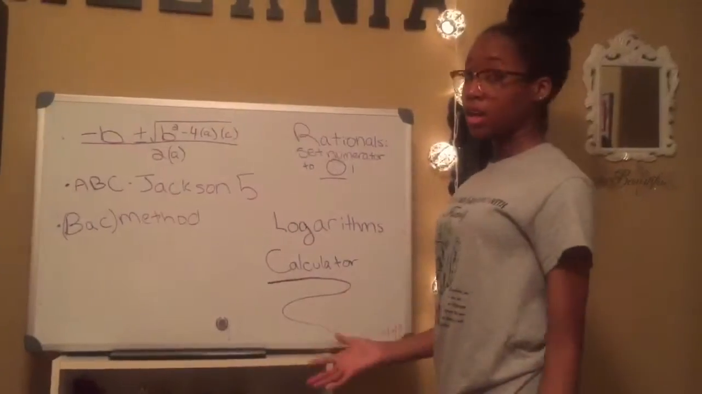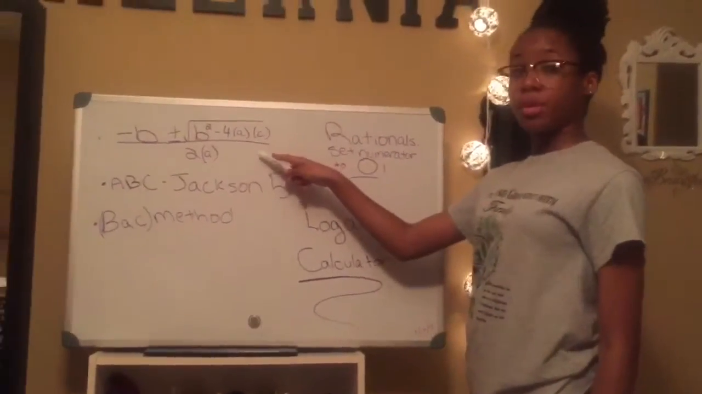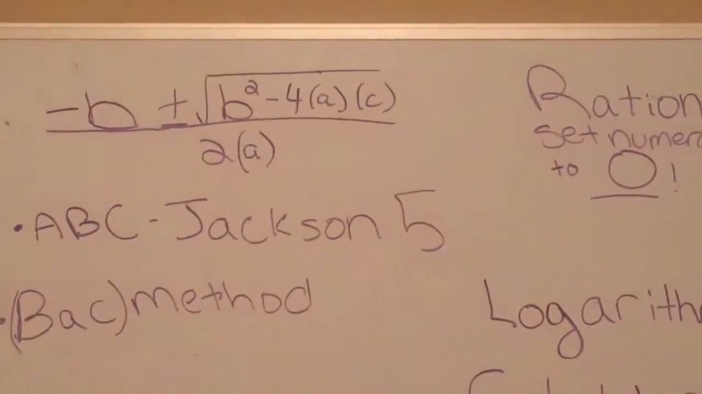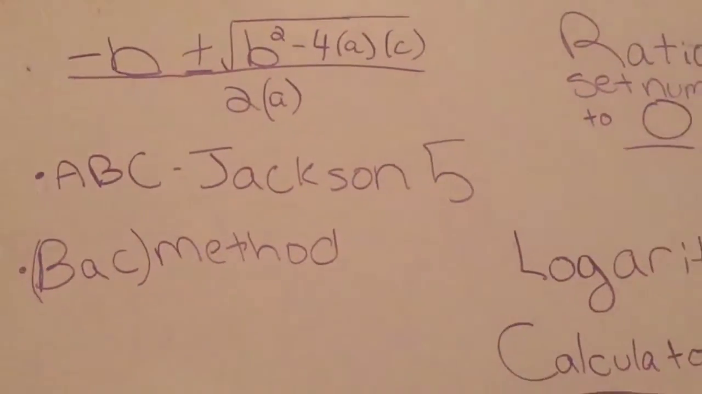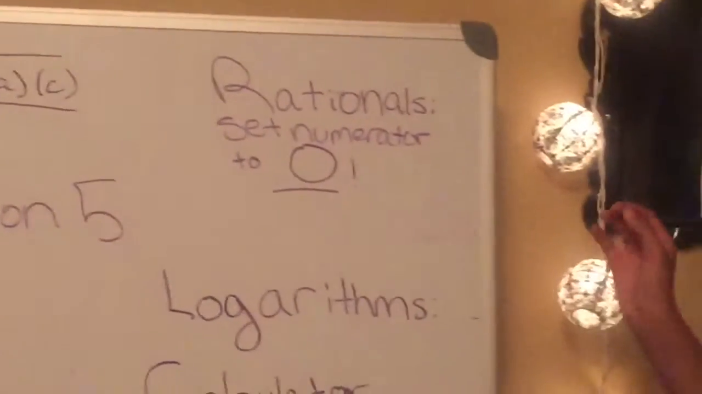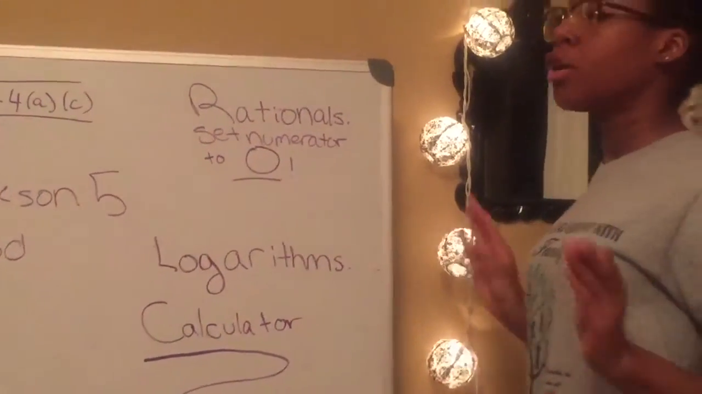So, in conclusion, what we need to remember for the quadratic formula: remember your formula, most important thing. But we also can remember the ABC method, Jackson 5 style, and the back method. For rationals, just remember to set the numerator to 0. As long as you do that, you'll be fine.